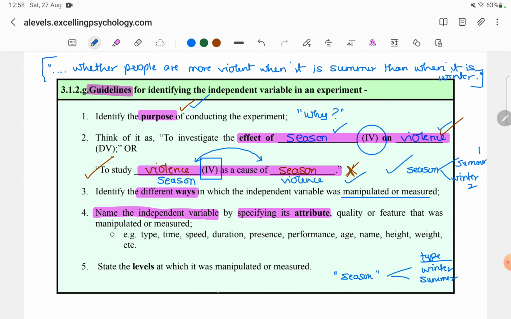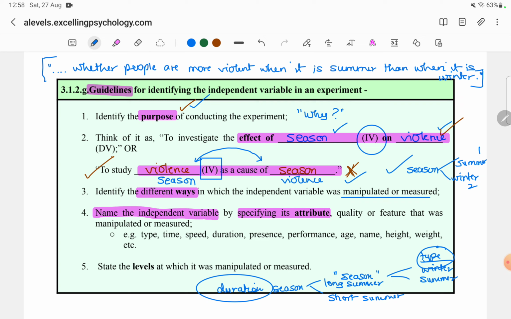He could have measured the duration of the season. For example, he could have studied whether in countries where there is a long summer, people tend to be more violent, or in countries where there is a short summer, people tend to be more violent. So he could have studied duration instead of the type.